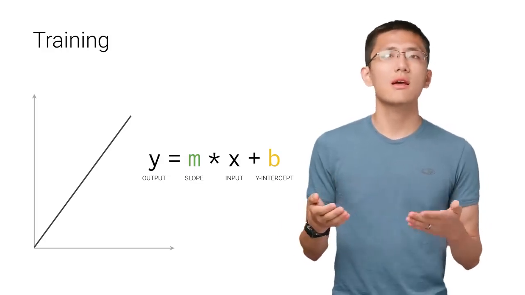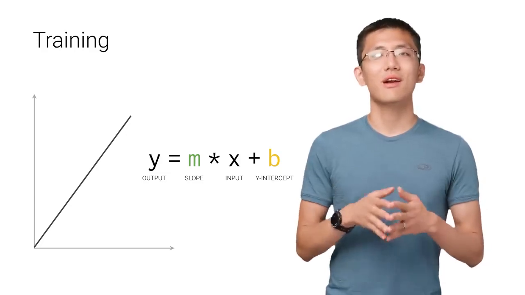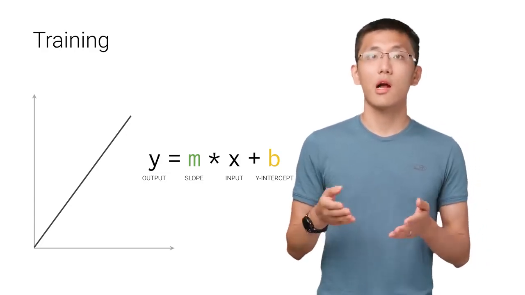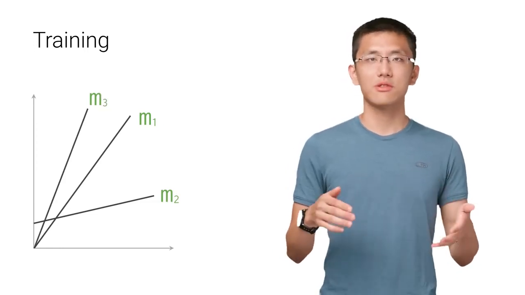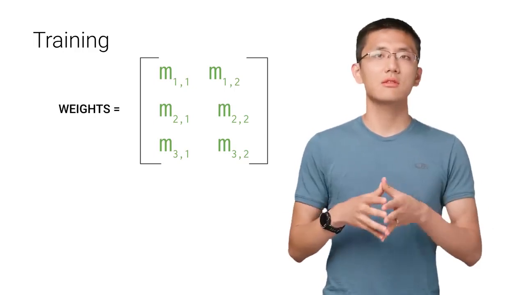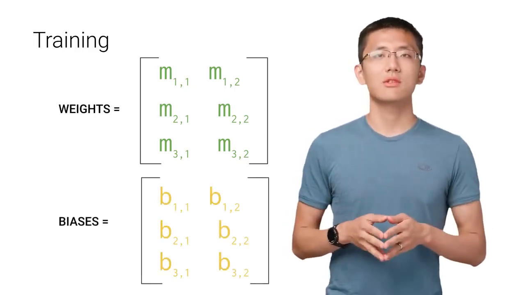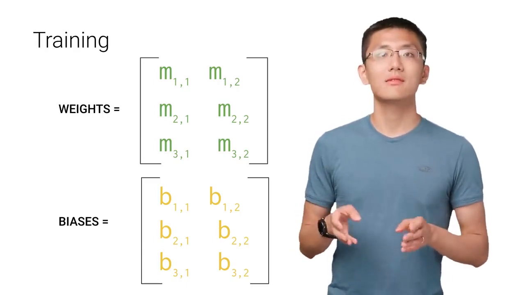There's no other way to affect the position of the line, since the only other variables are x, our input, and y, our output. In machine learning, there are many m's, since there may be many features. The collection of these values is usually formed into a matrix that is denoted W for the weights matrix. Similarly for b, we arrange them together, and that's called the biases.